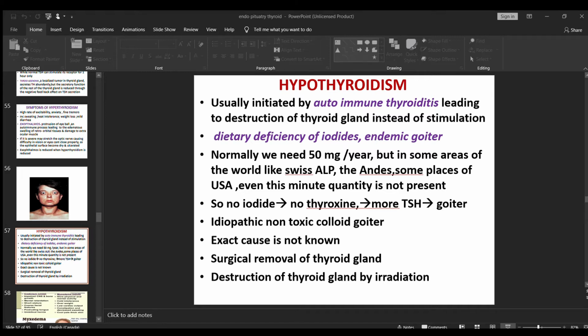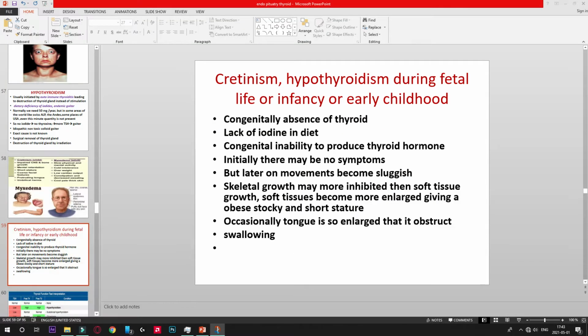Then idiopathic non-toxic colloid goiter. Actually we don't know the exact cause of this one. Then if there is a surgical removal of the thyroid gland, it may produce hypothyroidism later on. Or there may be destruction of the thyroid gland by irradiation. All these things may lead to hypothyroidism. That means autoimmune cause, endemic goiter due to the deficiency of iodides, then surgical removal of the thyroid gland, then destruction of the gland by irradiation. Now, if the hypothyroidism starts in childhood, it is known as cretinism, or if it develops in the adult, it is known as myxedema.